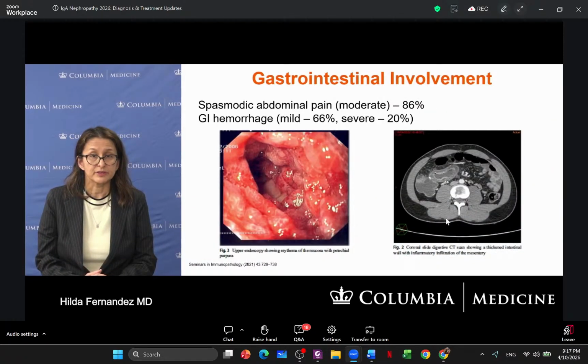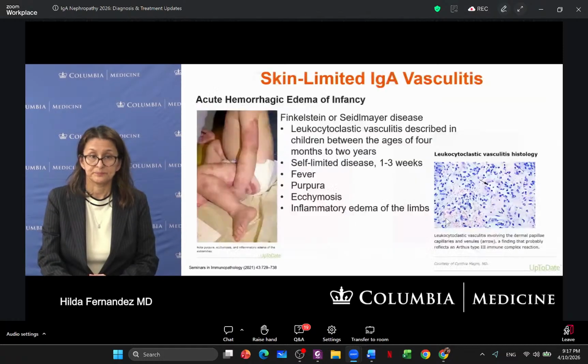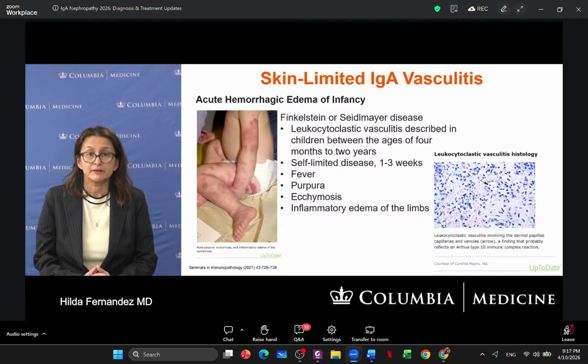In the gastrointestinal system, the most common symptom is pain. In some cases, you can actually see bleeding, in which case sometimes people do reach for steroids. Skin-limited IgA vasculitis is usually seen in infancy. Finkelstein or Seidlmayer disease is a leukocytoclastic vasculitis described in children between the ages of 4 months to 2 years. It's self-limited, up to 3 weeks. They develop fever, purpura, and ecchymosis, and again develop inflammatory edema of the limbs.